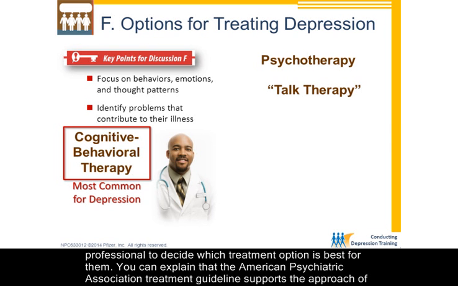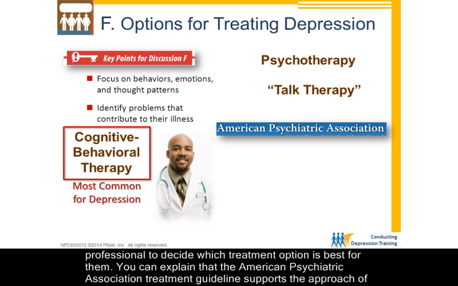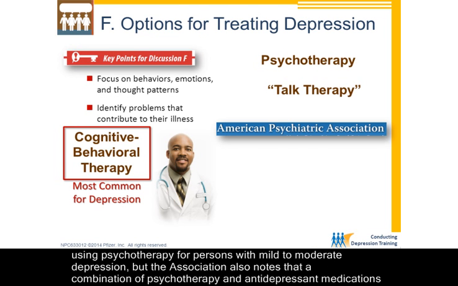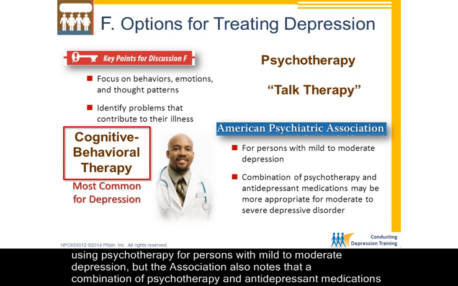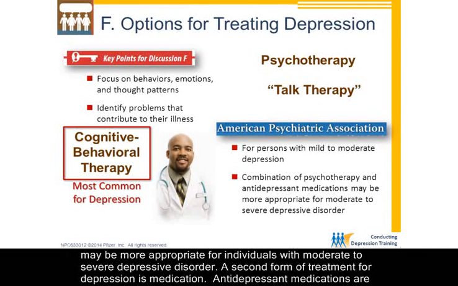You can explain that the American Psychiatric Association treatment guideline supports the approach of using psychotherapy for persons with mild to moderate depression. But the association also notes that a combination of psychotherapy and antidepressant medications may be more appropriate for individuals with moderate to severe depressive disorder.